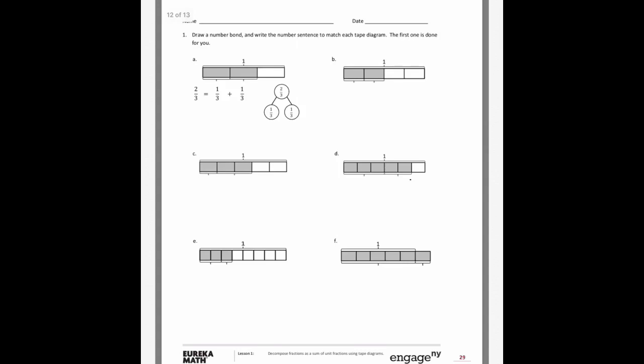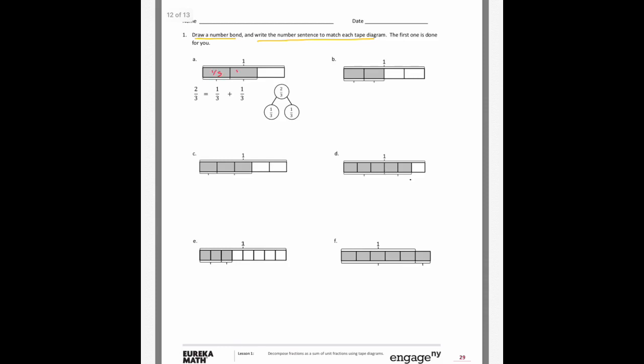Hey guys, I'm going to be going over lessons 1 and 2 homework with you today. Since we combined the two lessons today in class, we're going to do one page from each lesson's homework. So we're starting off with page 1 from lesson 1, and it's asking us to draw a number bond and write number sentences to match each tape diagram.